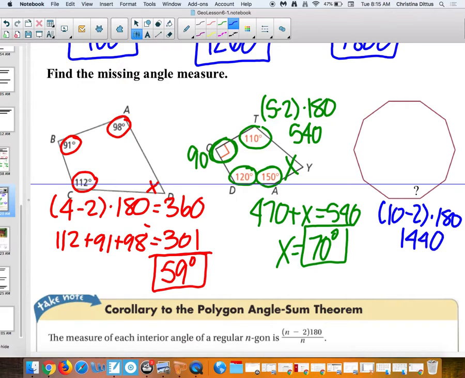It doesn't tell you this, but I'm going to tell you that this is a regular polygon. What does it mean to be regular again? All sides and all angles are the same. How many angles are there? 10. So what should I do with that? Divide by 10. And what is each angle? 114.